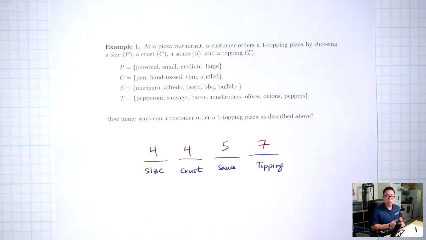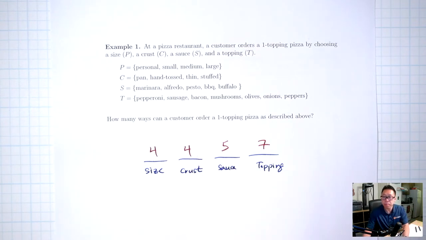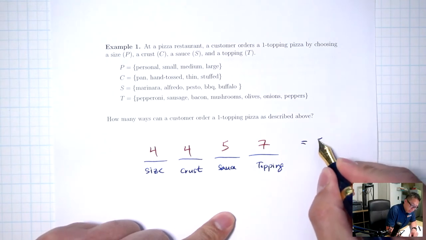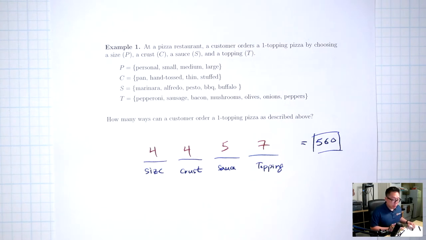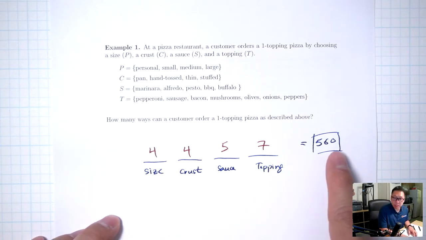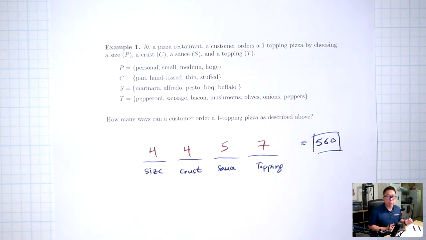And then all you do is multiply those together. So four times four times five times seven. And that's 560. So there's 560 ways that a customer can order a one-topping pizza at this particular restaurant. Now, on your lab, you don't have to multiply it all together and get a final answer. You can just enter it as 4 times 4 times 5 times 7. Okay, so I'll have another video at the beginning of the lab where I give you more details about how you should enter this in.